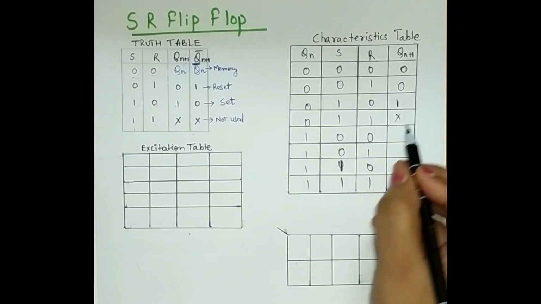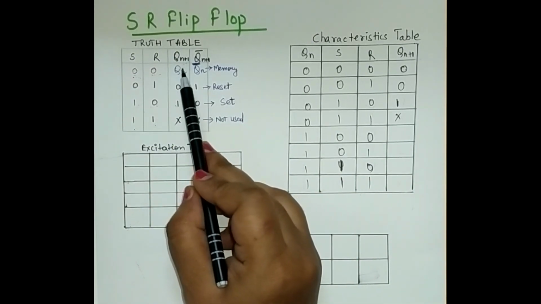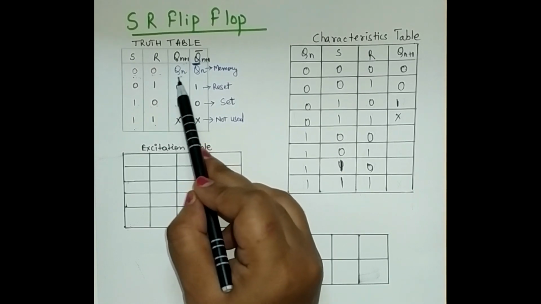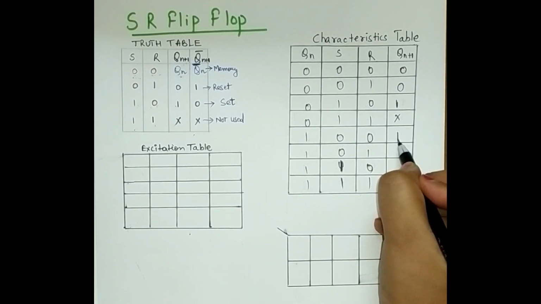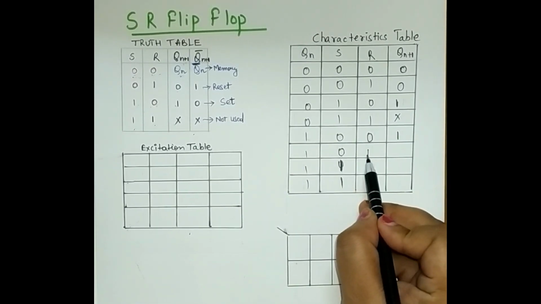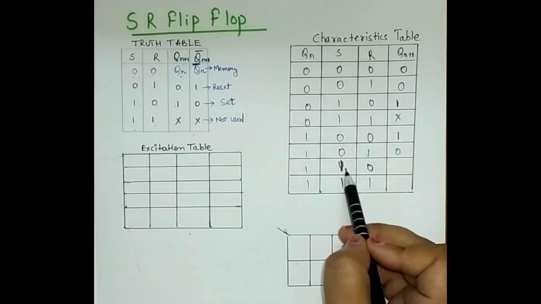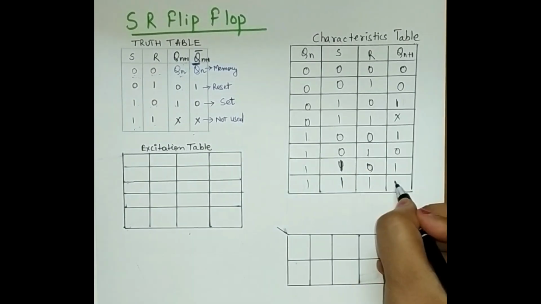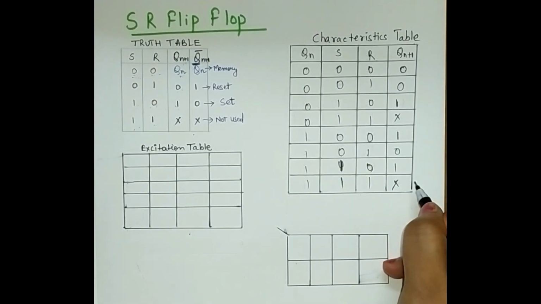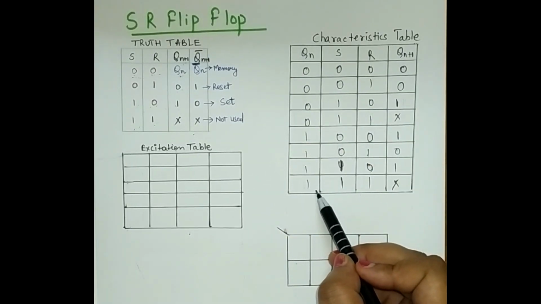Now again when the value of SR is 0 0, what is my next state value? It is Qn, the previous value. What is the previous value over here? It is 1, so again I will put a 1 here. Again when it is 0 1, it will be 0. When it is 1 0, it will be 1. When it is 1 1, this is an invalid state, or we don't use it. So this is my characteristics table, and it is very easy to write. Now we will move to the excitation table.